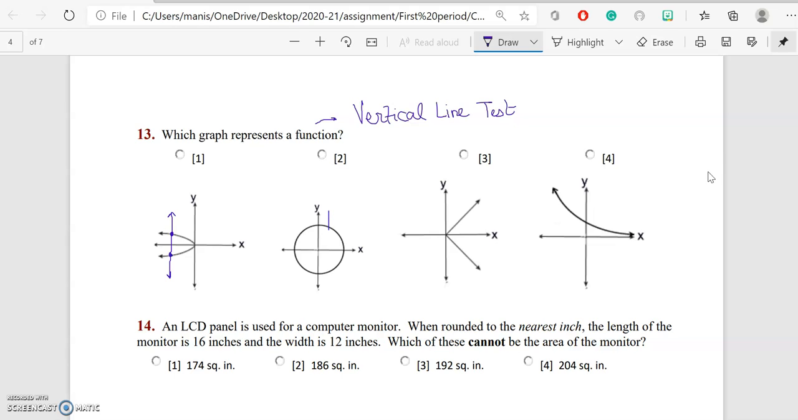So similarly, when I draw a vertical line over here, as you can see, it crosses the graph at exactly 2 points. It is not a function. Similarly, over here, you can see it crosses the graph at 2 points, not a function. But in this case, you can draw the vertical line anywhere. It only crosses the graph at 1 point. This is a function. The rest of them are not functions because they fail the vertical line test.